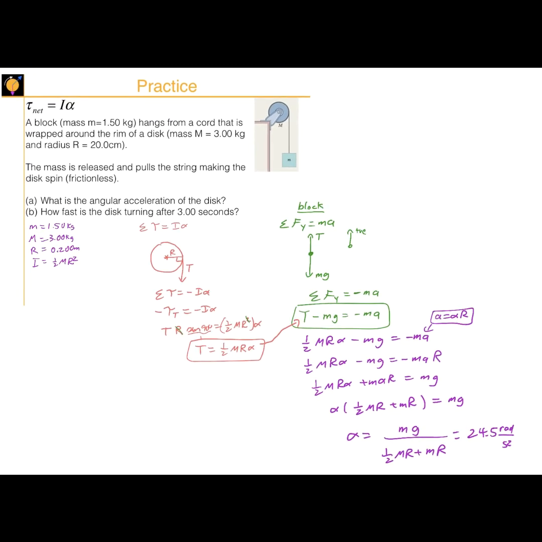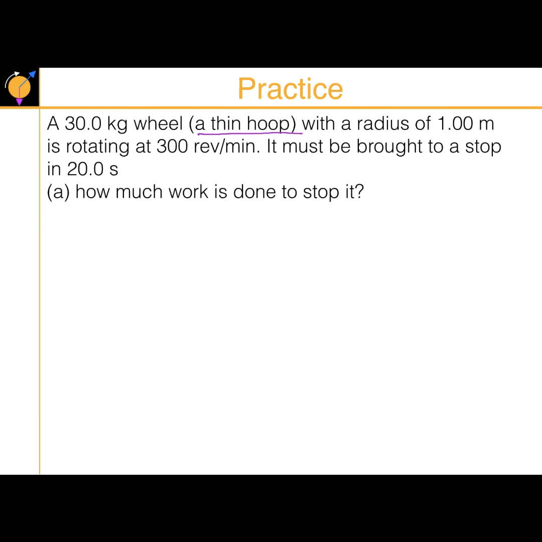So that is the angular acceleration as the block is pulling down and making that pulley spin. A 30 kilogram wheel, we're going to treat it as a thin hoop with a radius of 1 meter, is rotating at 300 revolutions per minute. It must be brought to a stop in 20 seconds. So how much work is needed to stop it? Well, work is equal to change in kinetic energy. So we just need to find the change in kinetic energy.